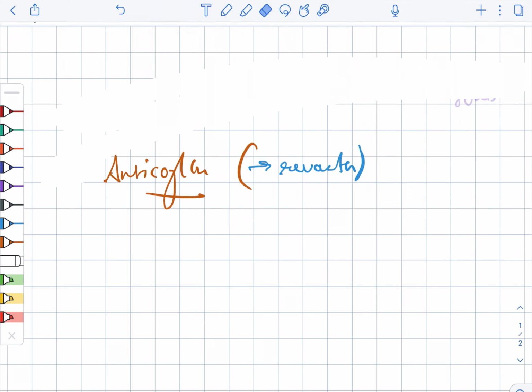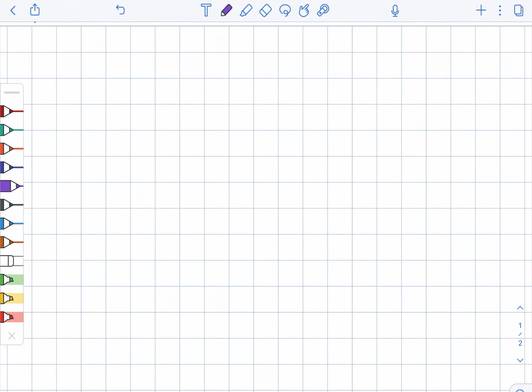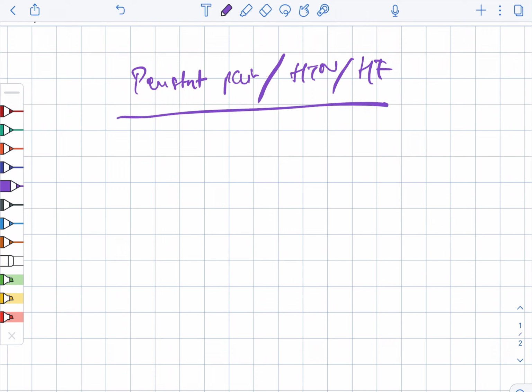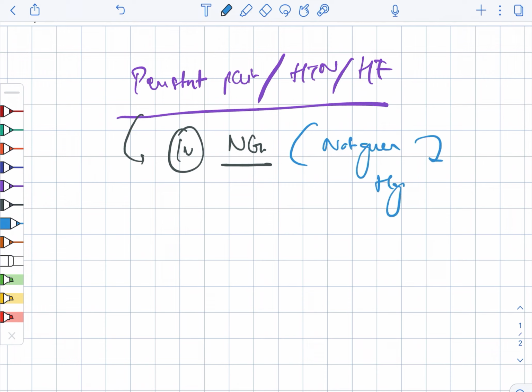Now we are going to look at the symptoms and how exactly to treat them. In case of persistent pain, or in case of hypertension or heart failure, IV nitroglycerin is given. It is not given in case of hypotension, right ventricular infarct, or severe aortic stenosis.